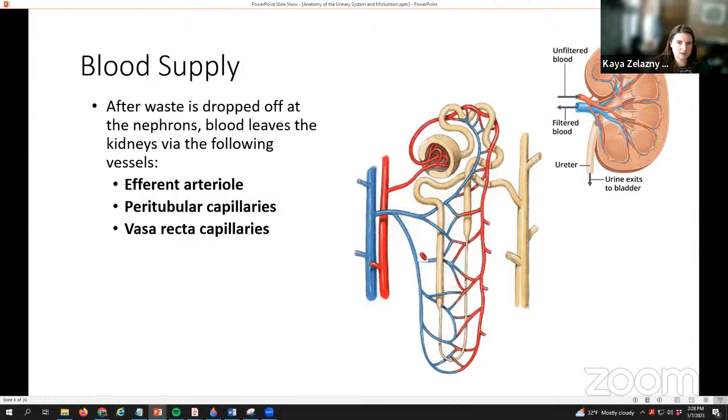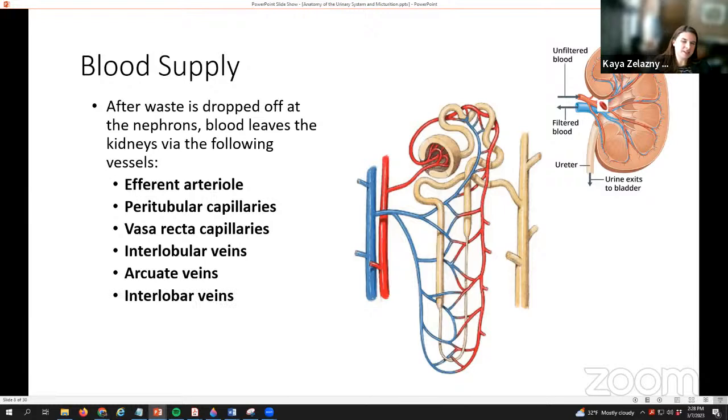Okay. That led us into our venous system. So we'd have an interlobular vein then, arcuate veins, interlobar veins, just tracing everything back basically, renal vein, back to our inferior vena cava, going back to the heart. Okay, so that's our blood supply.